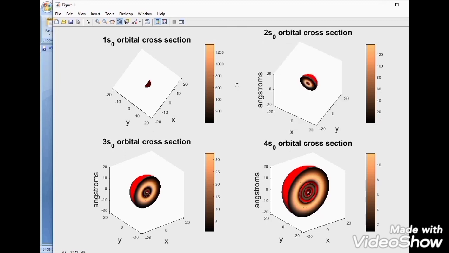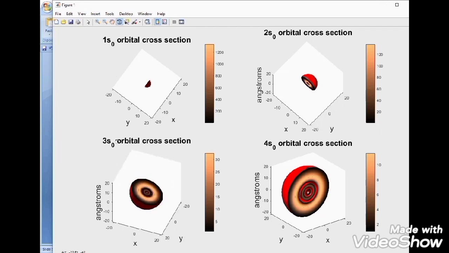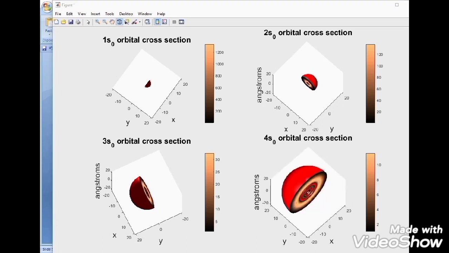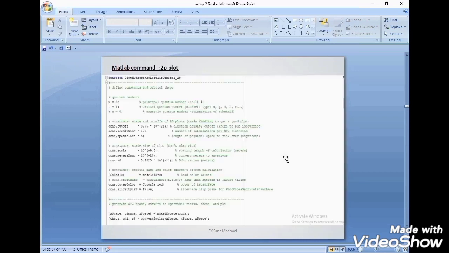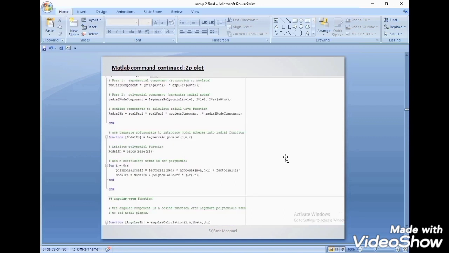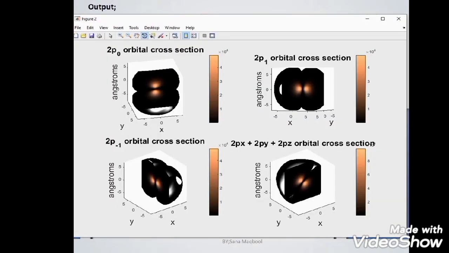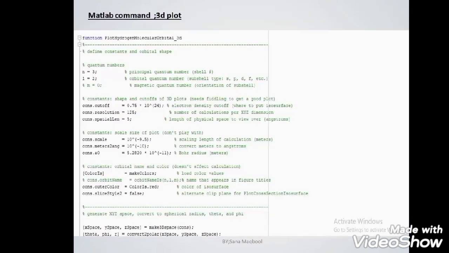Similarly, we can also rotate this cross section, that is the 2s0 orbital cross section, then the 3s0 orbital cross section, and then the 4s0 orbital cross section. And similarly, we can also get this type of orbital for the case of the 2p plot. And after plotting or manipulating these MATLAB commands, we will get our required result as the 2p0 orbital cross section as this one. And we can also plot a 3D plot for the hydrogen orbital 3D.